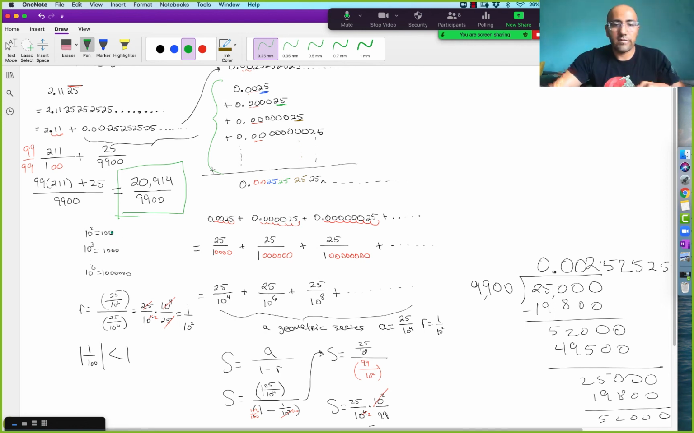Right? Last step is to confirm it. Let's go to our calculator and divide those and confirm that we get the same answer. And did I close the calculator? I guess I did.